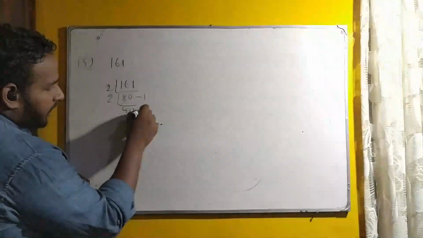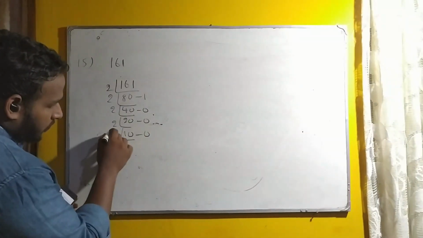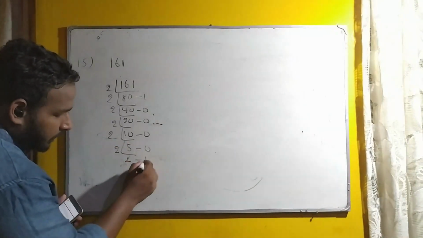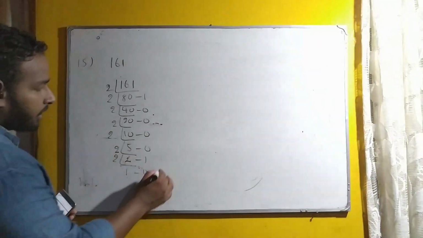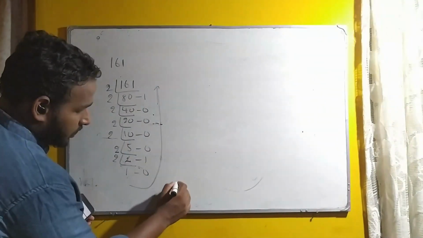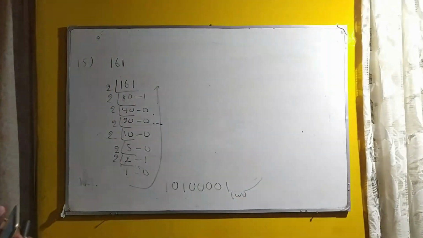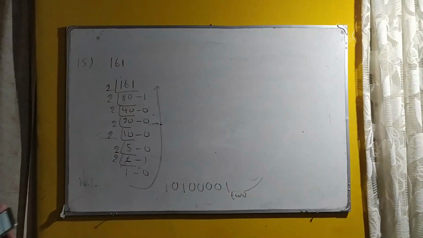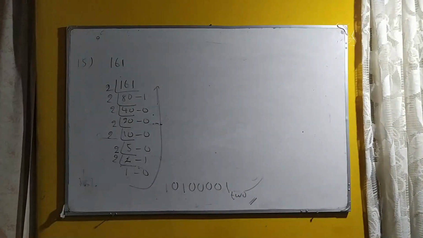Divide this by 2, you get 40 remaining 0. Divide this by 2, you get 20 remaining 0. Divide by 2, 10 remaining 0. Divide by 2, 5 remaining 0. Divide by 2, in 5 there are only two 2's, but 1 remaining. Again divide by 2, you get 1 remaining 0. Now you should write this from down. So then what is the answer? 1 0 1 0 0 0 0 1. The base is a must. For a decimal number, base is not a must, but if you write a binary number, the base is a must. So the base is 2. So this is the final answer for 15. Let's come to 16th question.